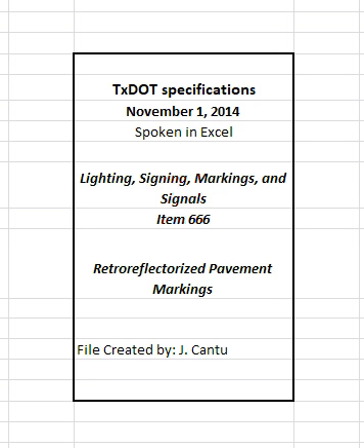Item 666. Retroreflectorized pavement markings. 1. Description. Furnish and place retroreflectorized, non-retroreflectorized, shadow, and profile pavement markings.